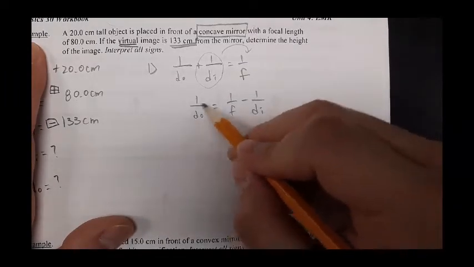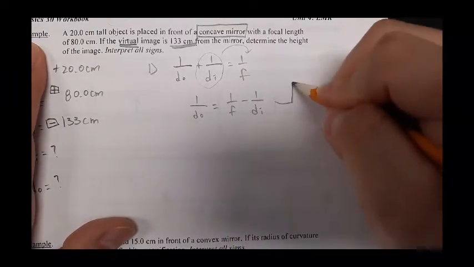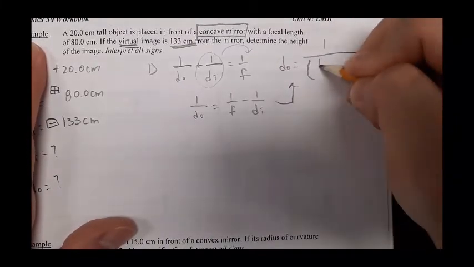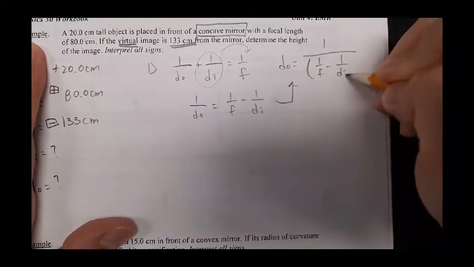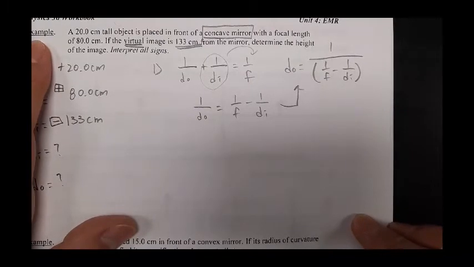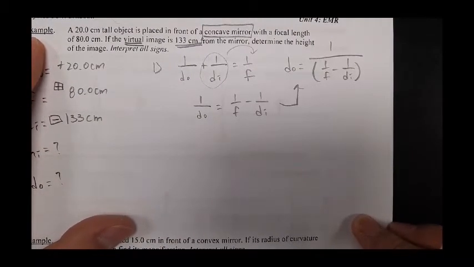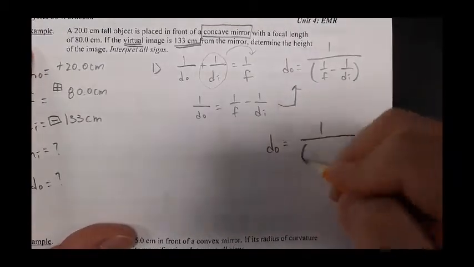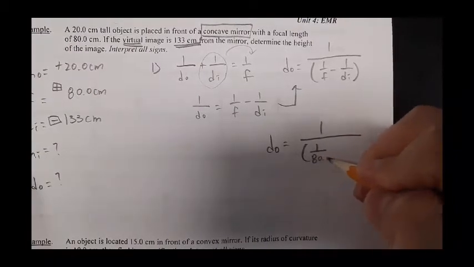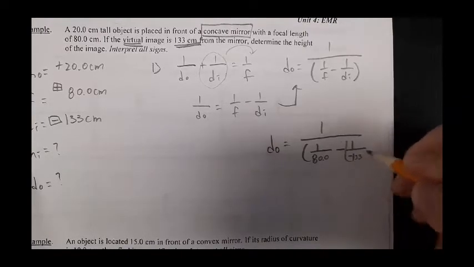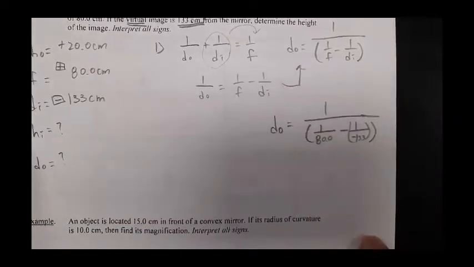Now, it's the reciprocal of everything, so flip the whole thing. DO is equal to 1 over, bracket open, 1 over f minus 1 over DI. Once you have this, what you need to do is simply punch those numbers in. DO is equal to 1 over, 1 over 80.0 minus 1 over negative 133. Note that I'm putting multiple brackets in here.